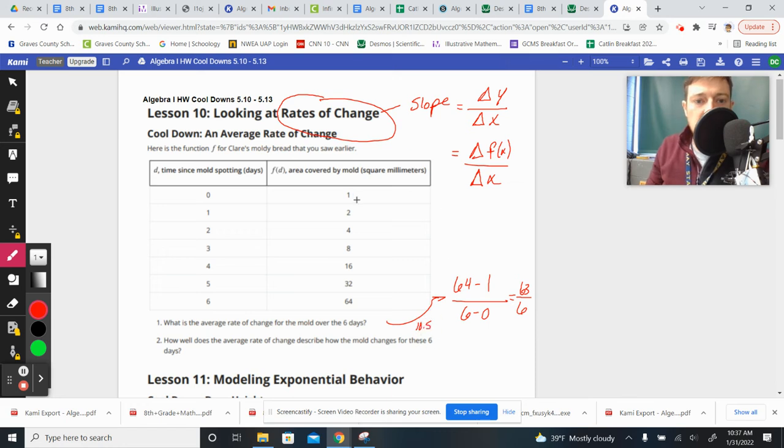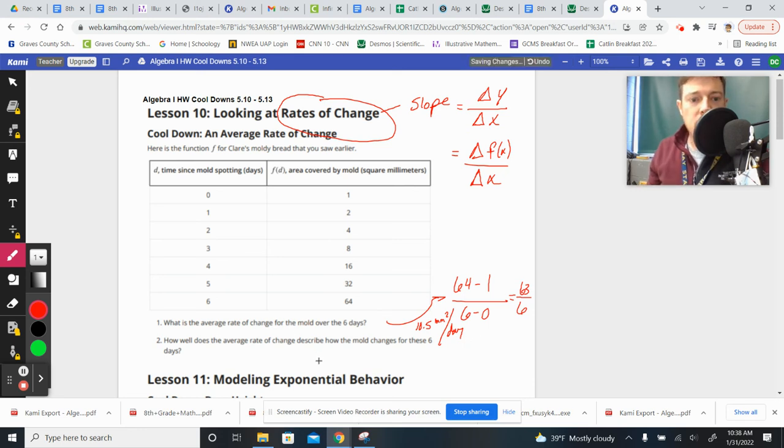We're averaging 10 and a half square millimeters of growth every day, but that's not truly how it's growing. That's just the average that we got in that time frame. All right, so 10 and a half millimeters squared per day is our average.